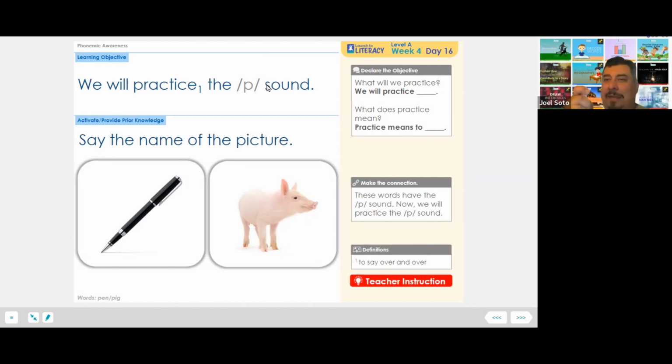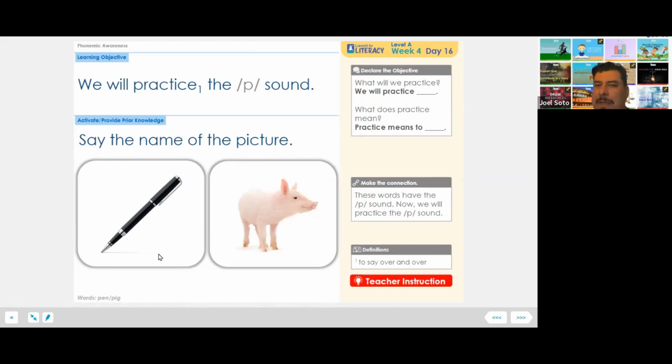Miguel, what are we going to do today, buddy? Luis, what are we doing today? We will practice the P sound. Oh my gosh, that's beautiful. Well done. Guys, and look at it. I have right here a little connection. Here's my example. This is activate prior knowledge. Say the name of the picture.